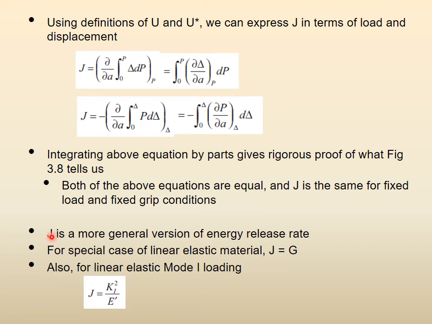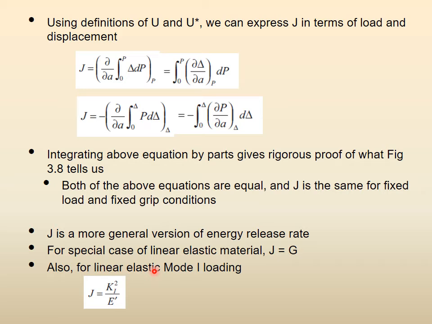Now repeat, J is a more general version of the energy release rate, right? Because the definition that it is the differential of the potential energy with respect to area is the same. But if we do it only for linear, it is G. If we do it for non-linear, it is J. So J is a more general version for a special case of linear elastic material. If the material is linear elastic, then J becomes G. It is the same thing.